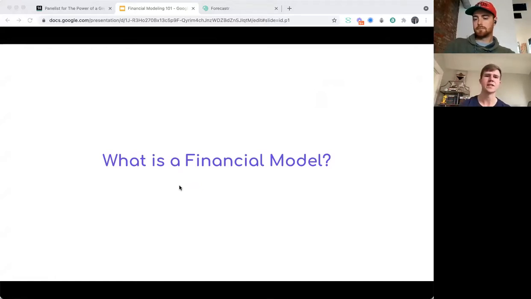So if you ask 100 people, what is a financial model? You're more than likely to get 100 different answers. A model can have a bunch of different functions, so it has a lot of definitions depending on who you talk to. It can be things like an expense budget, hiring plan, cash forecast. There's a really big span of the things that a financial model can do.